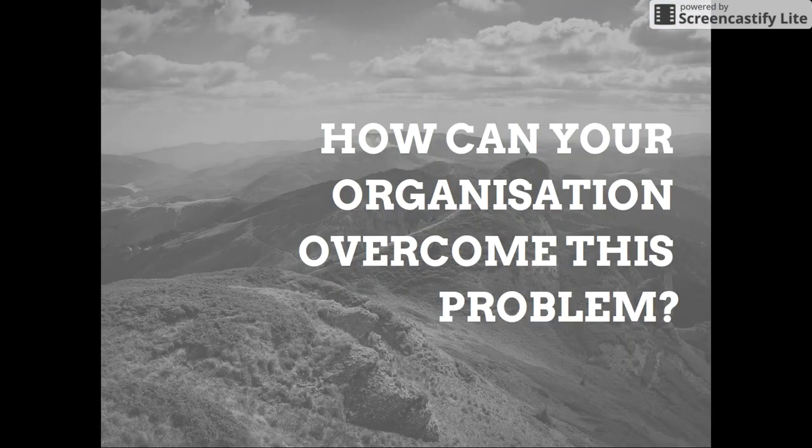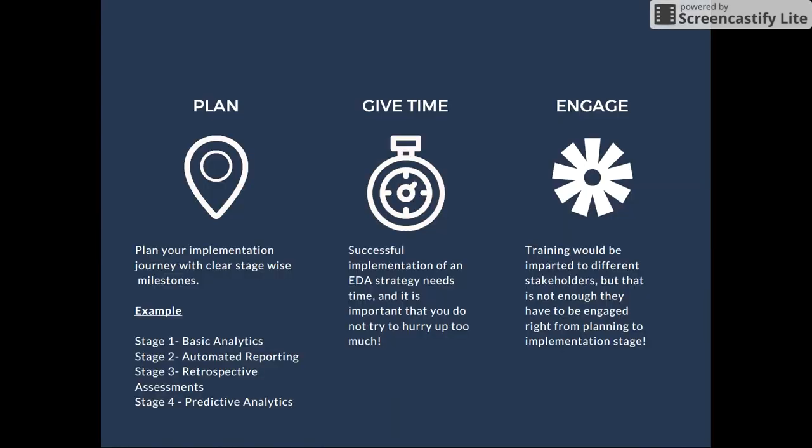Now, how can your organization, if it's a spinning mill or a textile mill, overcome these problems? There are three things you could do. One, plan well. If you can plan your implementation journey with clear stage-wise milestones, there's nothing like it. Be very clear about what you want to achieve at which stage. That's the second point: give time.